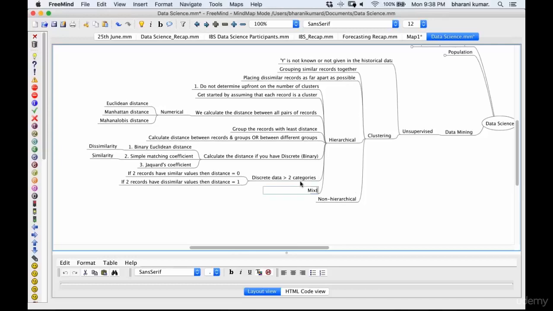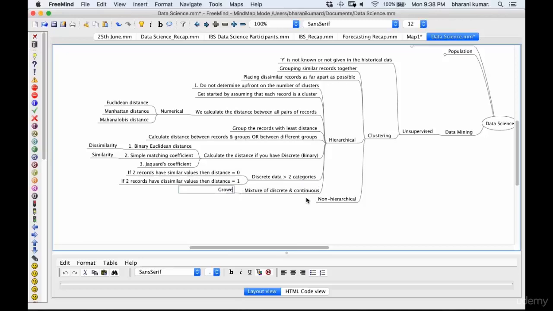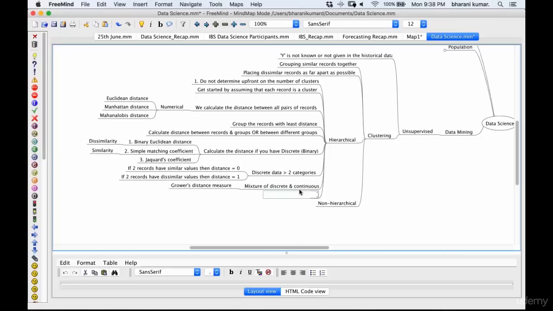And if you have a mixture of discrete and continuous data, or numerical and non-numerical data rather, if you have that kind of combination, then you go with Gower's distance measure. All right. This is all when you want to calculate the distance between a record and a group, or two records, etc. Now, especially when you have two groups, or if you want to calculate the distance between a group and a record, we employ various methods.